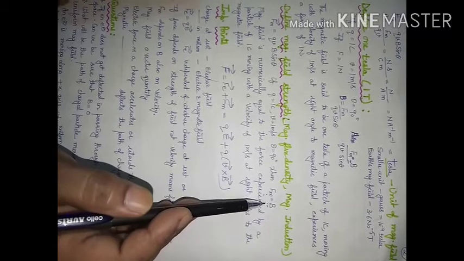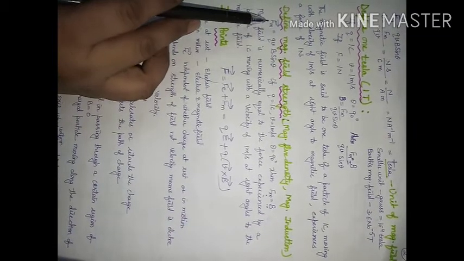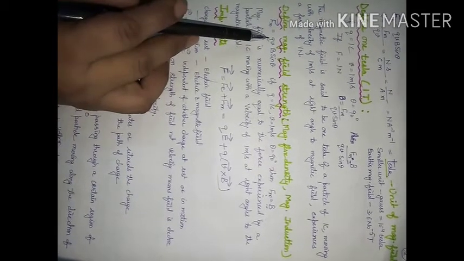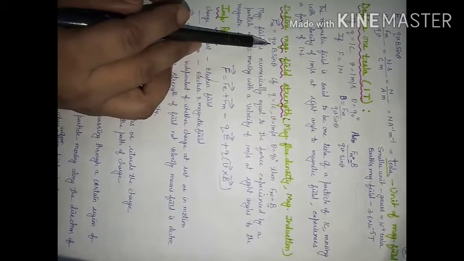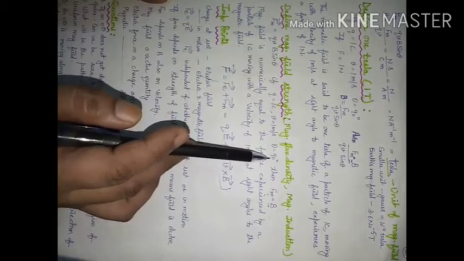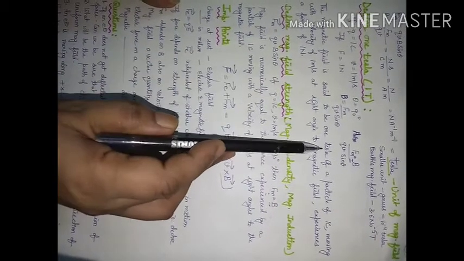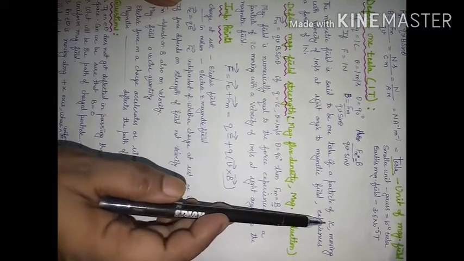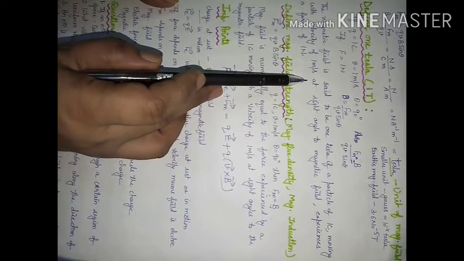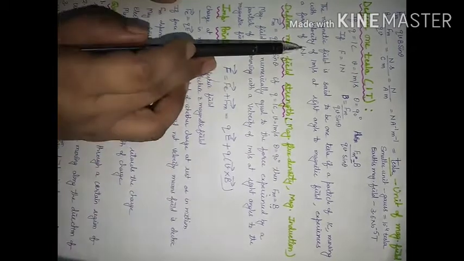So in order to define 1 Tesla, we will consider this equation again, and make everything here unity. Force experienced 1 Newton, charge 1 coulomb, velocity 1 meter per second, sin theta also 1, and sin theta will be 1 when theta is 90 degrees. So the magnetic field is said to be 1 Tesla if a particle of 1 coulomb moving with a velocity of 1 meter per second perpendicular to the magnetic field is going to experience a force of 1 Newton.